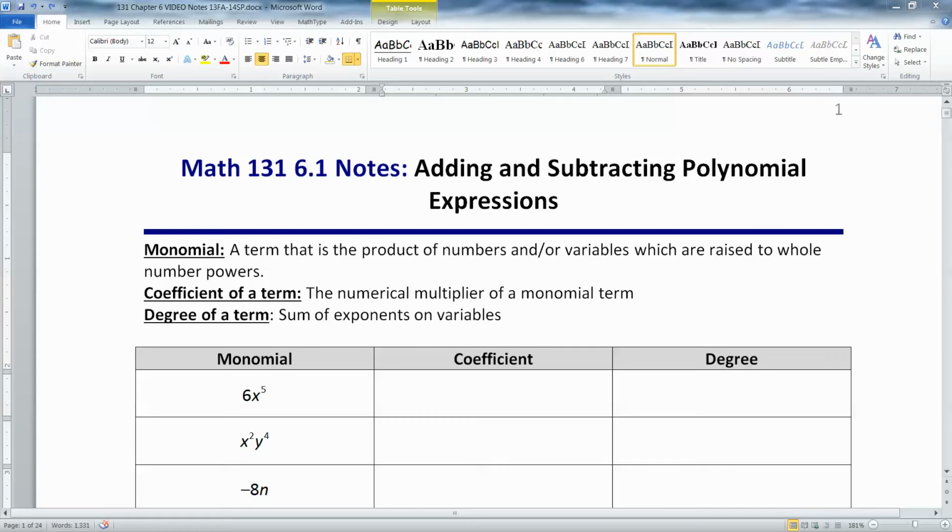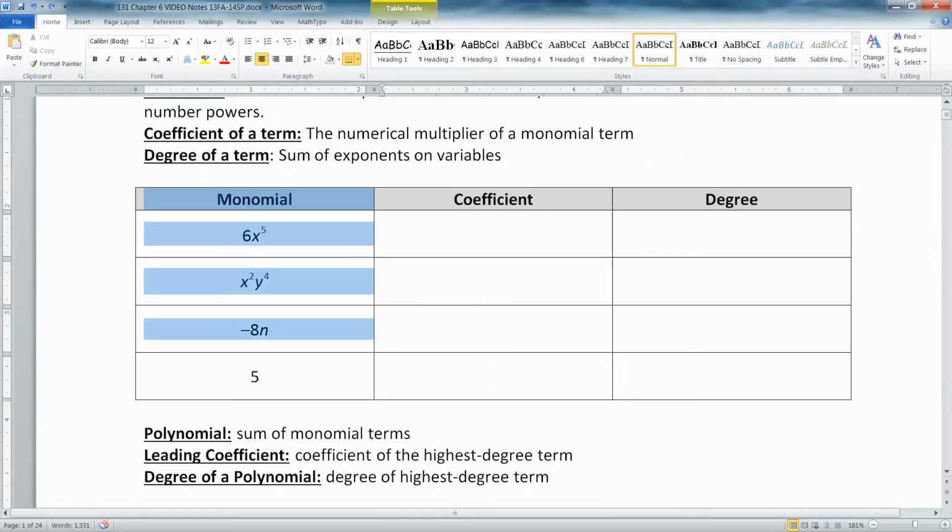That seems like a pretty long word. So I'm going to answer that by starting off with something else that's a long word, which is a monomial. A monomial is a term that is a product of numbers and/or variables that are raised to whole number powers. Every monomial has a coefficient, which is the number multiplier, and a degree, which is the sum of exponents on the variables. So I have here in this table a bunch of monomials. They're like the building blocks of polynomials. That's why we start with them.